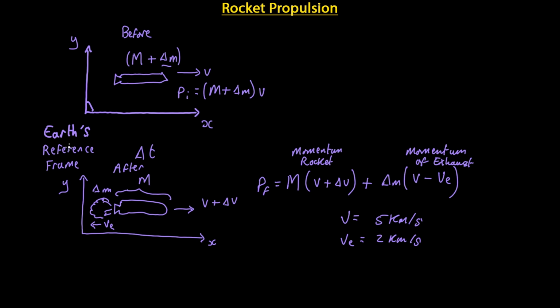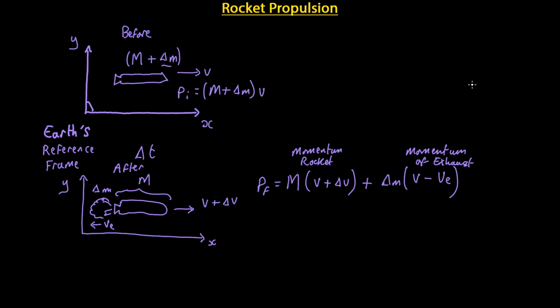But if you're in the Earth's reference frame, so if you're sitting on the Earth and looking at this rocket moving away from you at 5 kilometers per second, the exhaust coming out of the rocket would also be moving away from you at 5 kilometers per second minus 2 kilometers per second, which will equal 3 kilometers per second in the positive X direction. So this is what this expression means here. It's the momentum of the exhaust gases in the Earth's reference frame.